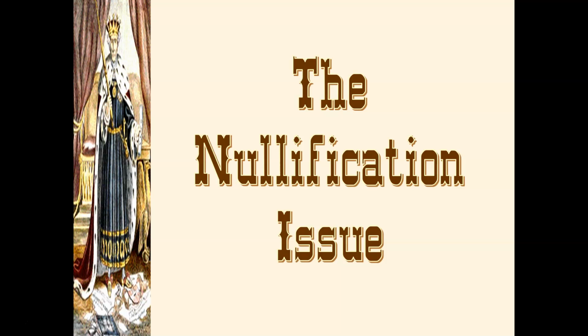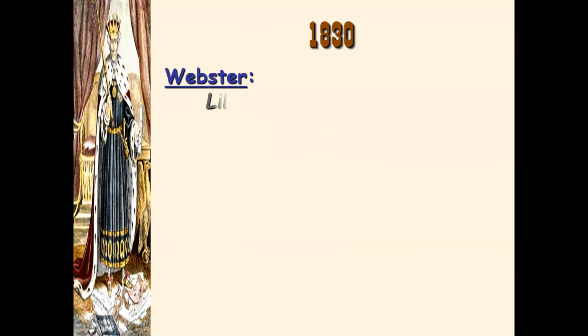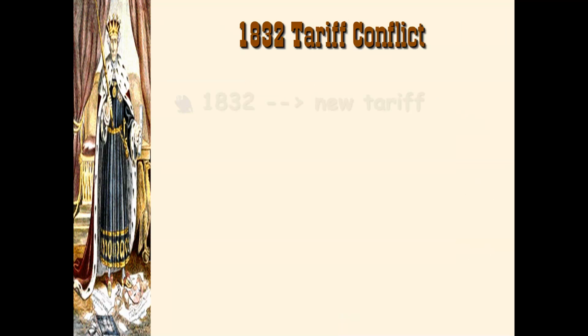South Carolina pushes this all the way to the brink, forcing Jackson to push through Congress a bill that said that if South Carolina nullified the tariff, the federal government would intervene. In 1832, Congress was trying to push through a new tariff to lower the tariff and appease South Carolina, but South Carolina said it doesn't go far enough, we're going to nullify it. That's when Jackson responded with the Force Bill.